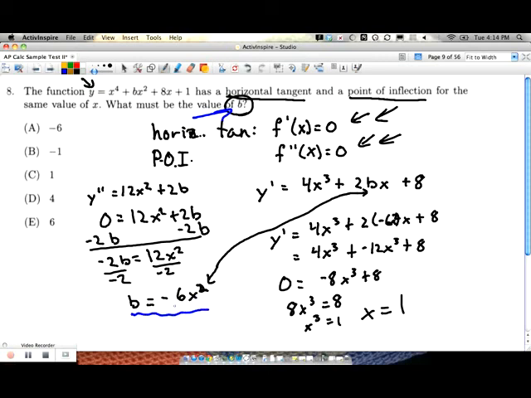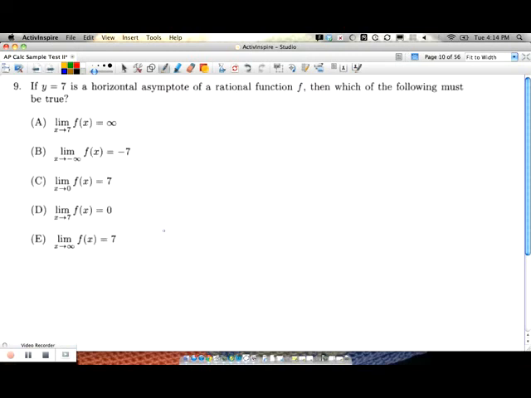Ah, look at this here. B equals negative 6 times x squared at this point that we're talking about. So if x equals 1, then this is going to be negative 6 times 1 squared, which is equal to negative 6. The answer is A. Those details matter. So you always have to check and make sure that you're answering the question that was first given.